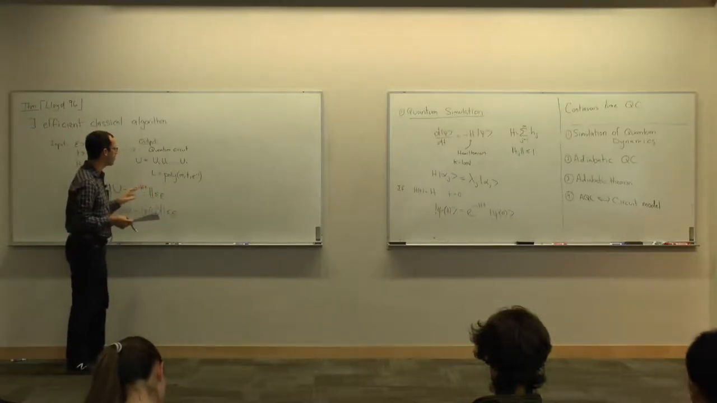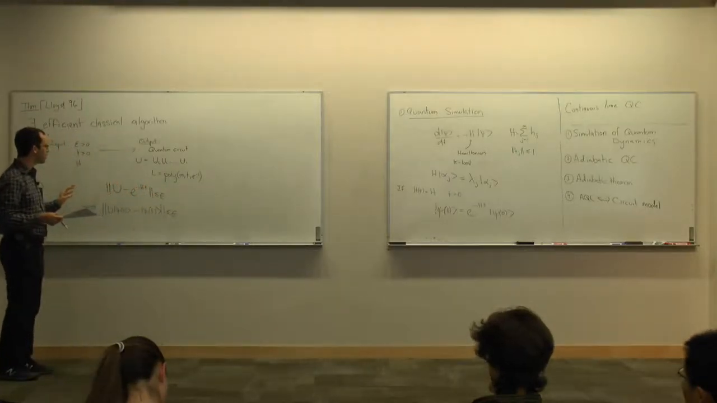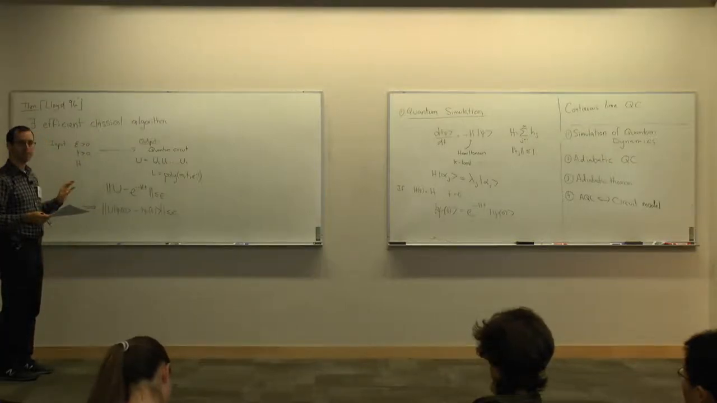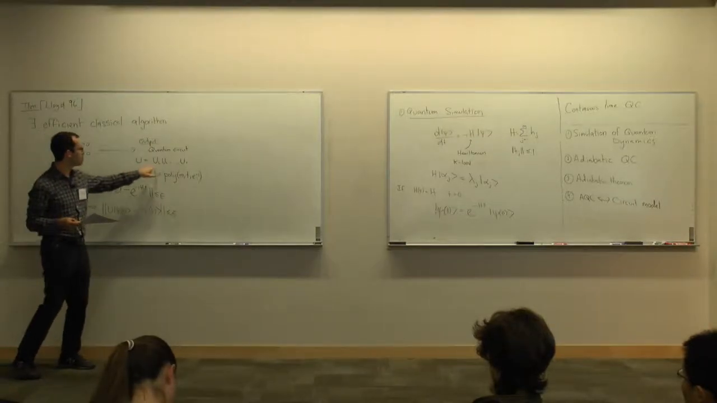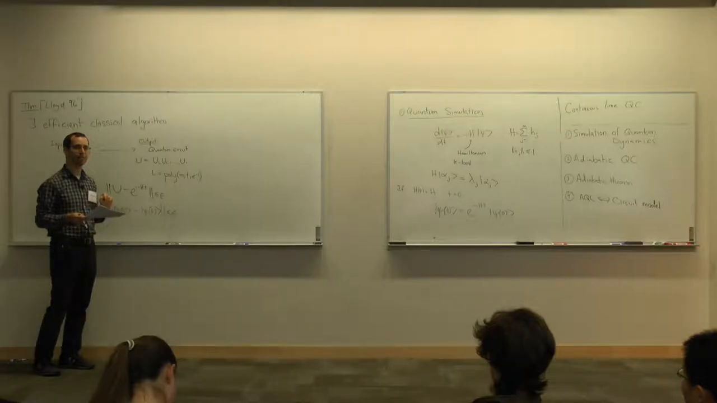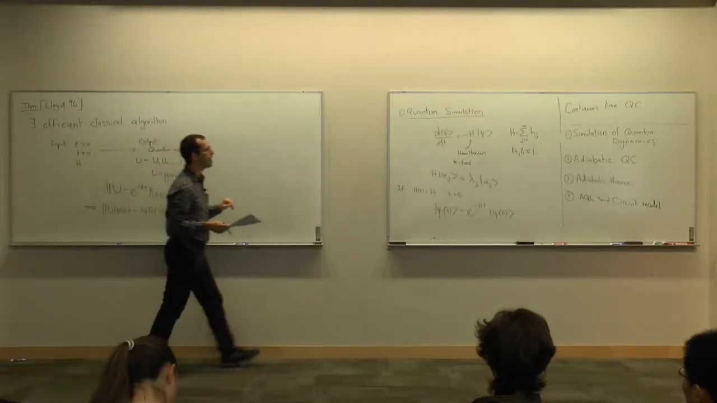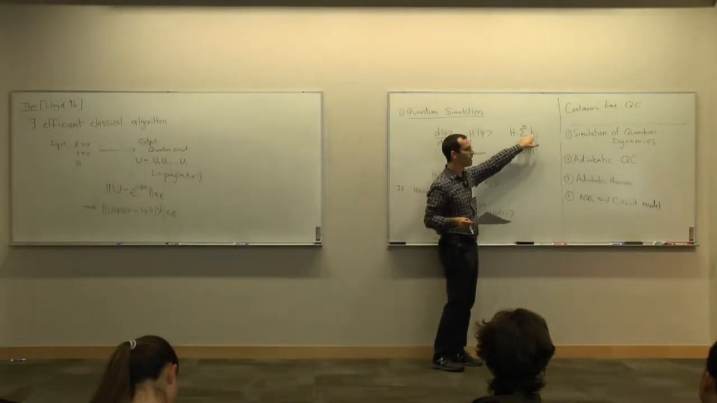Actually, that brings me to a point. Can anyone tell me how you would do this if all the terms in the Hamiltonian commute? Let's say my goal was to decompose into K local gates. Let's say all the terms commute, like H_J commutes with H_K.